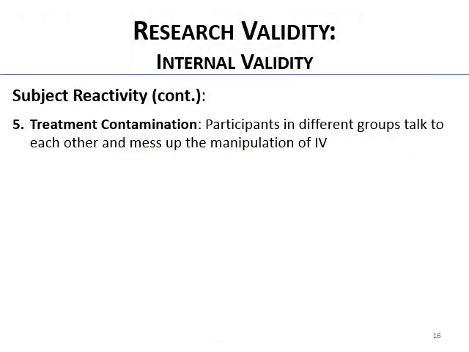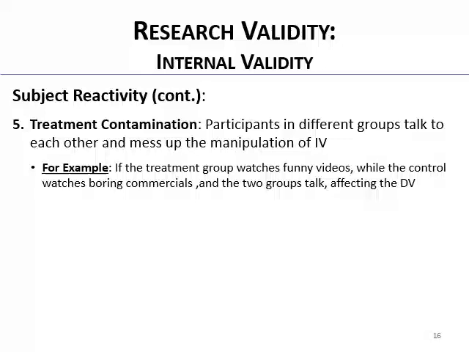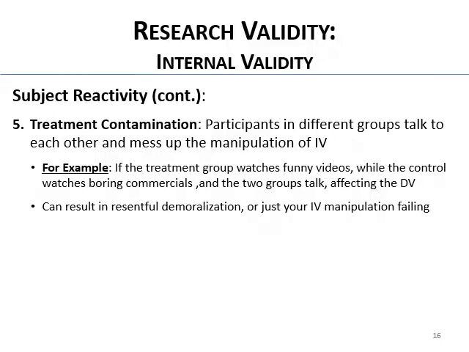Then there's treatment contamination. This is, again, exactly what it sounds like. The treatment gets contaminated. This occurs when participants who are in different groups or different levels of the independent variable talk to each other and end up messing up your attempted manipulation of the independent variable. So let's say the treatment group watches funny videos while the control group watches boring commercials. But if at some point the two groups talk to each other, it could affect the measurements that you get for the dependent variable in ways that you didn't predict. So it can, for example, result in resentful demoralization, or just your whole attempt to manipulate the independent variable failing entirely.